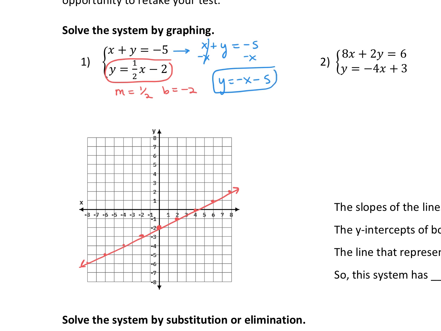All right, so this line has a slope of negative 1 and a y-intercept of negative 5. So this is going to be a downhill line. It's going to start at negative 5 on the y-axis, and then a slope of negative 1, down 1 to the right 1, down 1 to the right 1. We're getting that downhill line to match our negative slope. Then we're just going to backtrack and get the other points. We draw in our line.